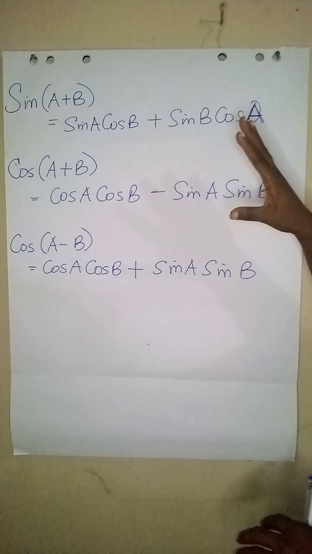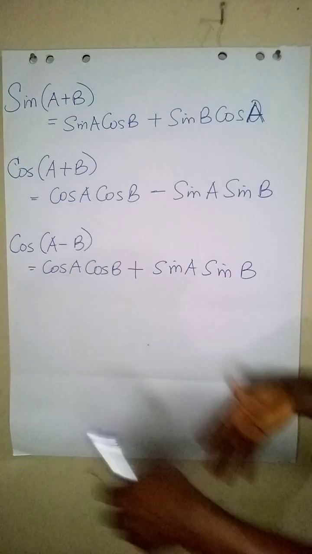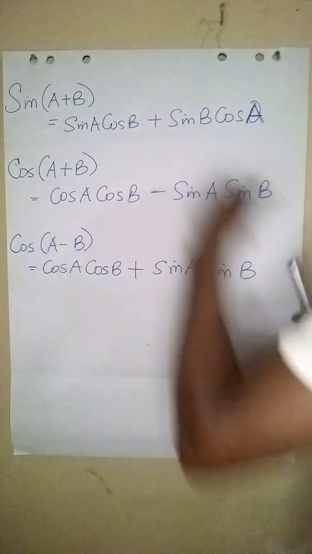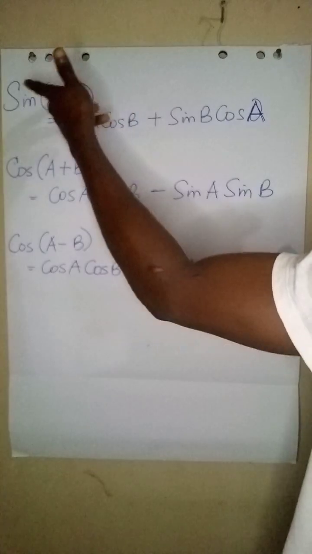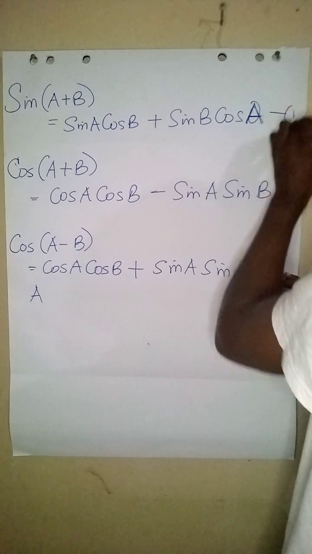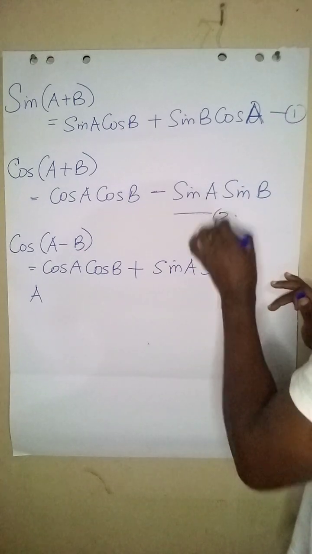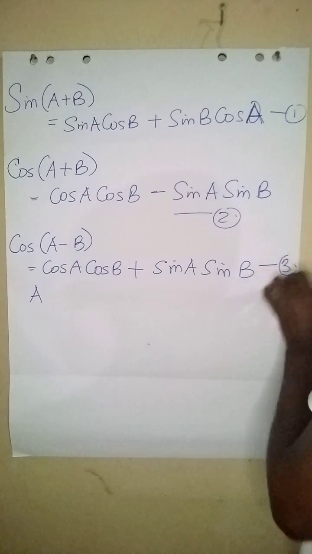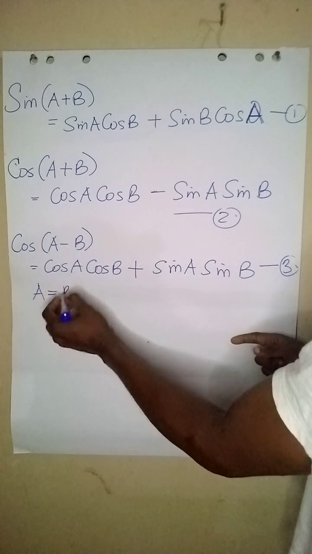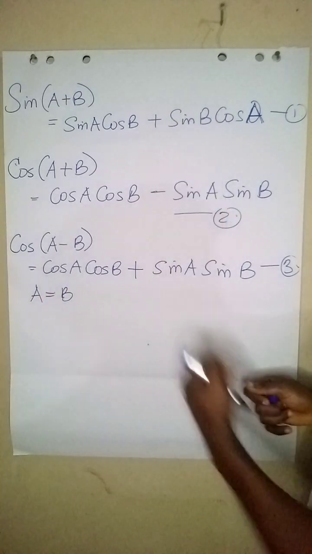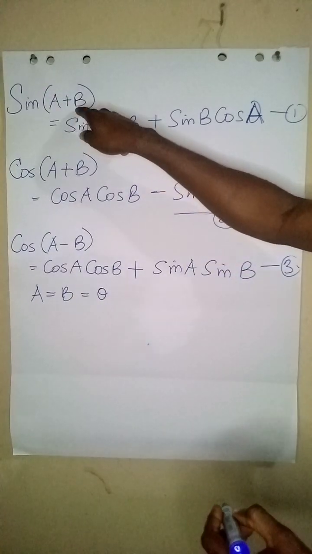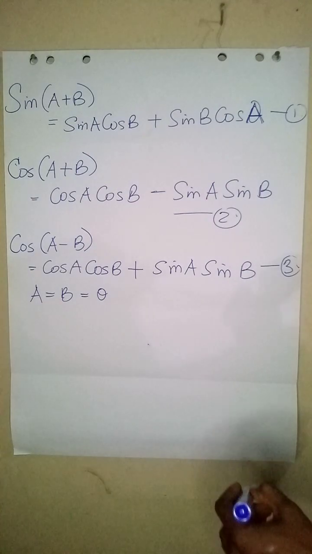But what we're going to do with these formulas is build more formulas from them. How do you do that? You simply put A equals B. Let's call this equation 1, this equation 2, and this equation 3. So I'm going to put A equals B equals theta in equation 1. Wherever I see A, I'm going to write theta, and wherever I see B, I'm going to write theta. That's what I'm going to do for the whole equation.